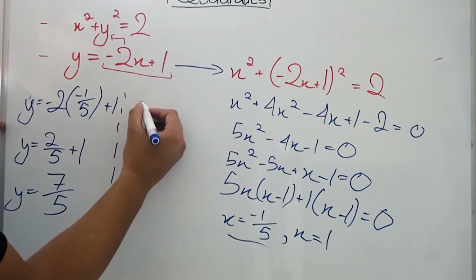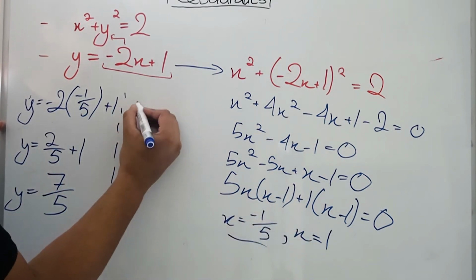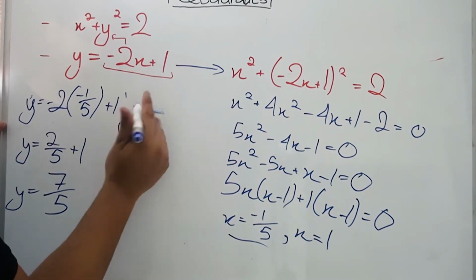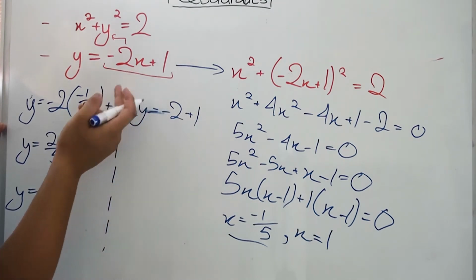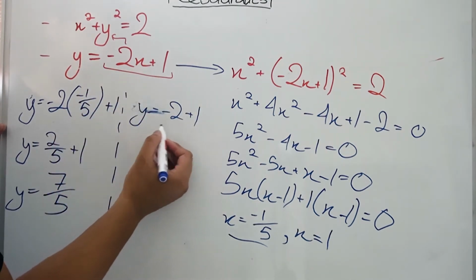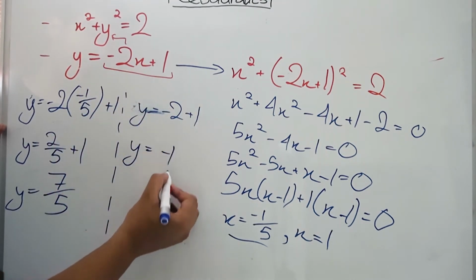The next value will be, we'll use 1. It will be y is equal to minus 2 plus 1, because 1 will not make any difference when it's being multiplied. It will be minus 2 plus 1. y is equal to minus 1.